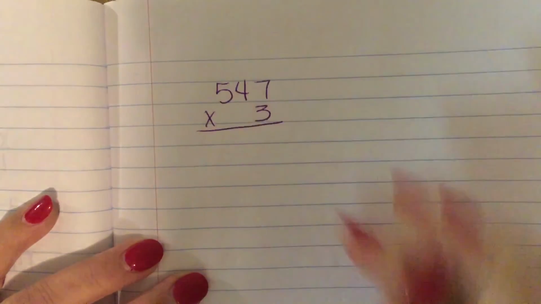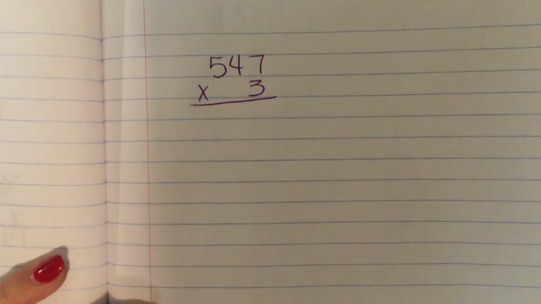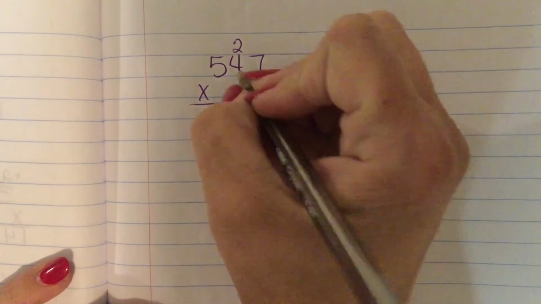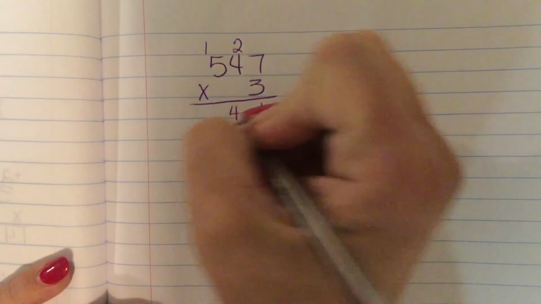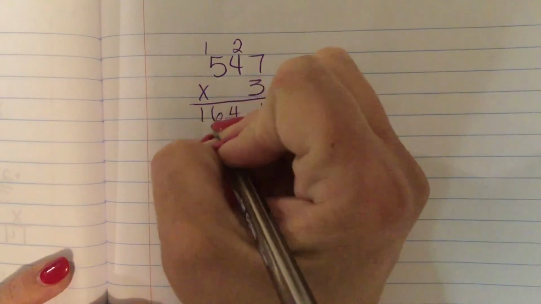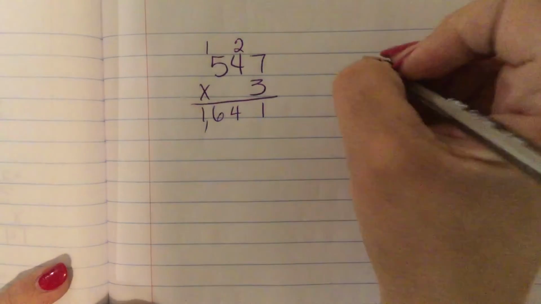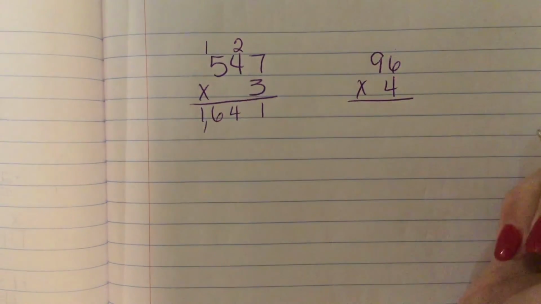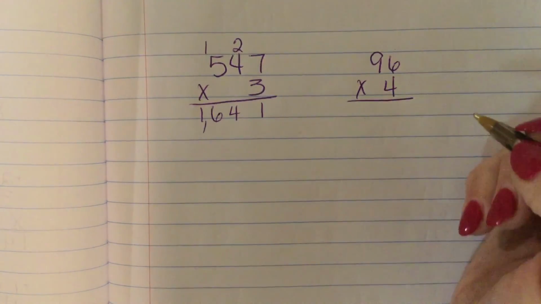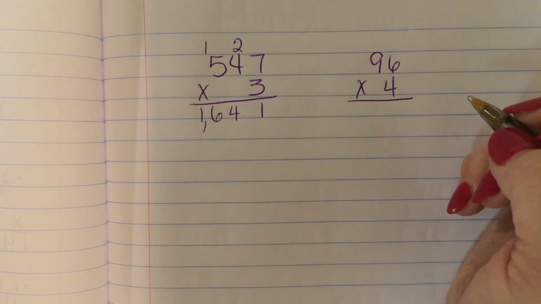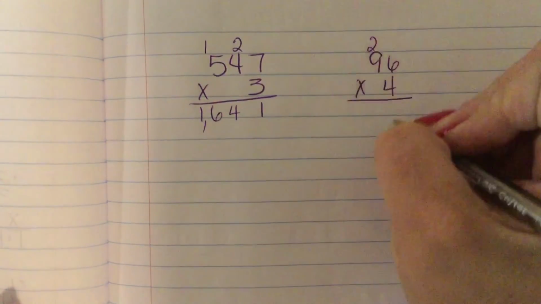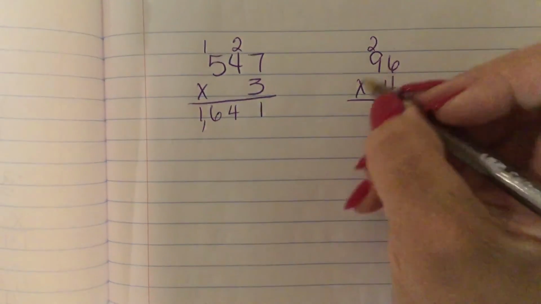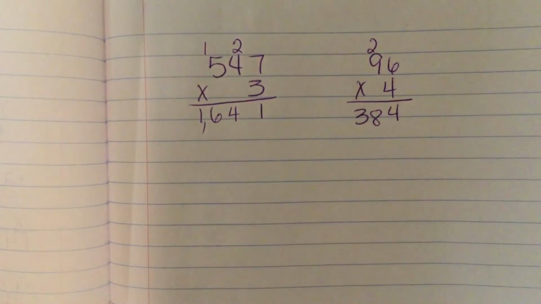So 547 times 3. Okay, 7 times 3 is 21. 4 times 3 is 12, plus 2 is 14. 3 times 5 is 15, plus 1 is 16. 1,641 should have been your answer. 96 times 4. Okay, 6 times 4, and then 4 times 9. Okay, you should have put 6 times 4 is 24. 9 times 4 is 36, plus 2 would be 38. So 384.